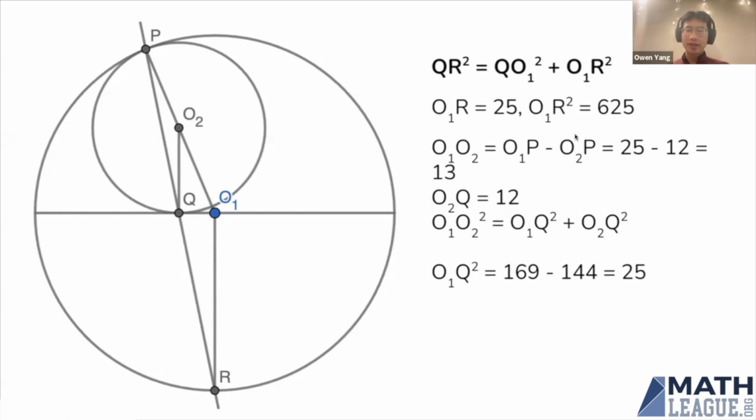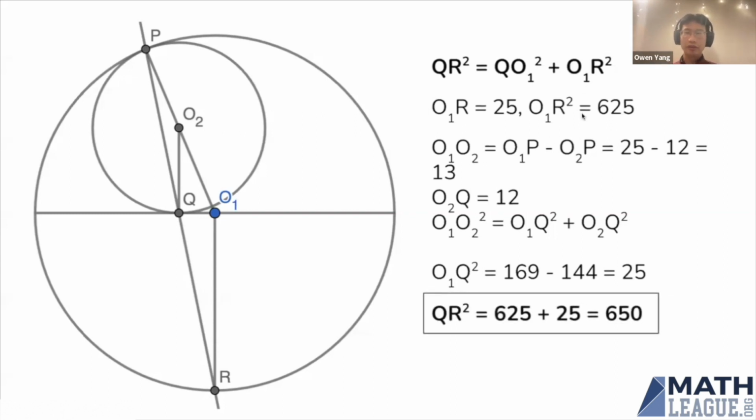As our final answer, we just add the two together. 625 plus 25 is 650. All right. Yep, that's the whole problem.